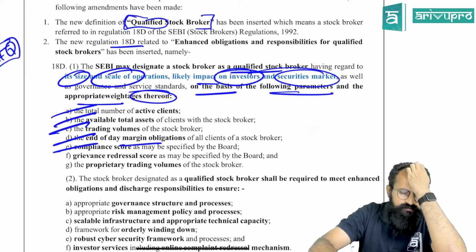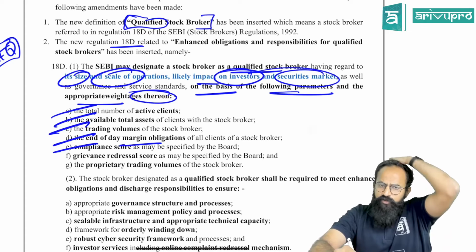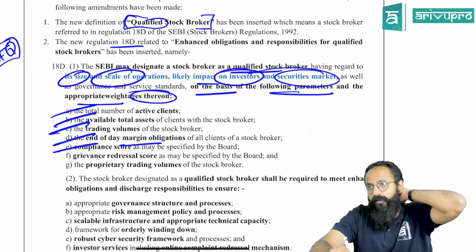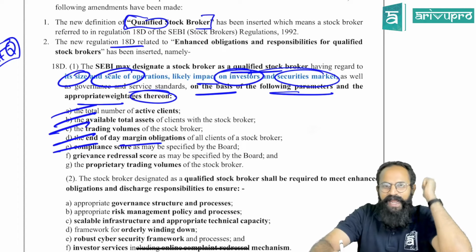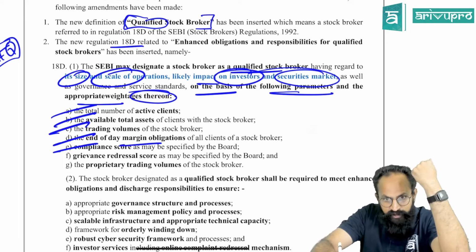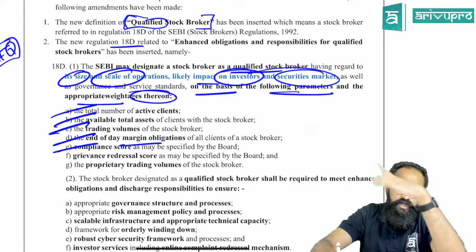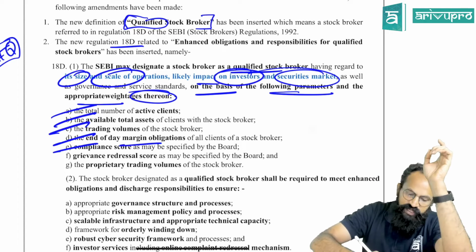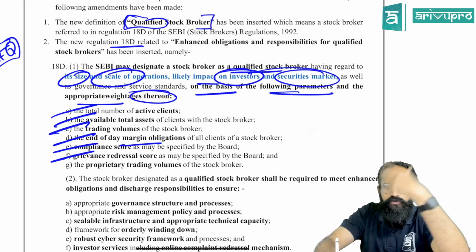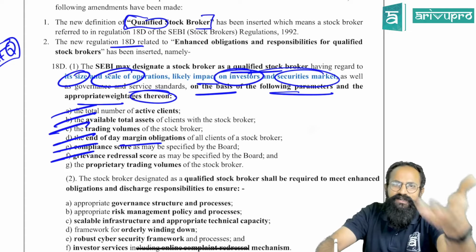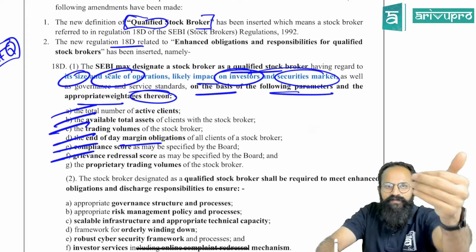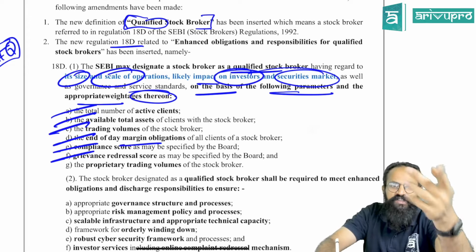Compliance scores as may be specified by the board. Compliance scores means, people, imagine if a person is following all the rules and regulations properly, SEBI gives you a rank, A plus, B plus and all. They're telling you what your score is. Have you done any non-compliance in the past? So, compliance score as specified by SEBI. Same way, grievance redressal score, meaning people have given complaints on you. How well have you tackled it? On that, SEBI will give you one rank. How good is that rank?